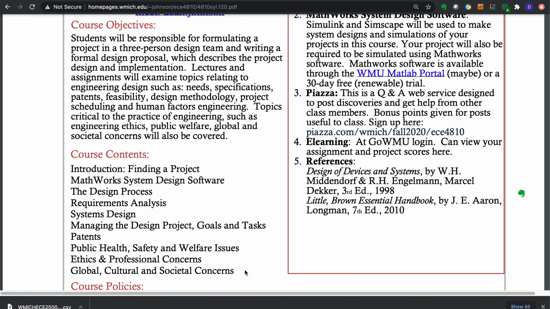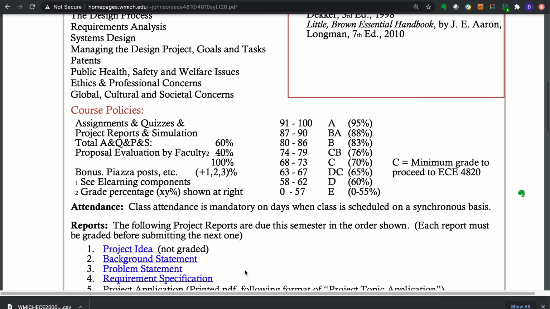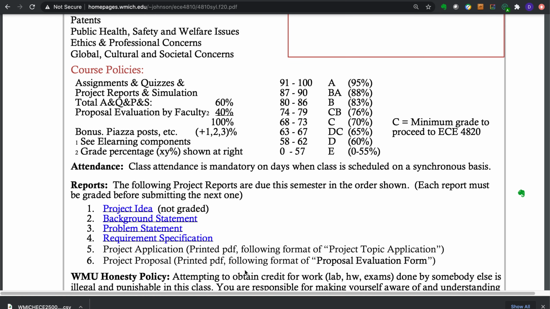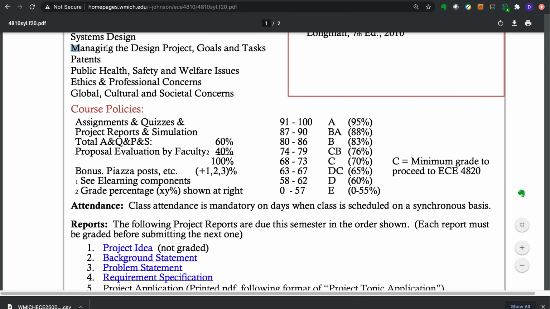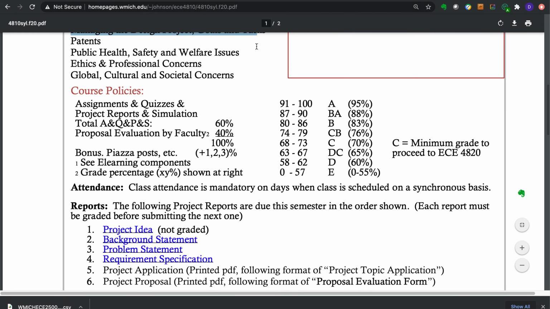of the course. To review, you as students, and as design members of your groups, have to submit these 6 items, and most of you have submitted the project application. And so now let's look at it up here. The managing the design project goals and tasks are going to be associated with your project proposal. So everything I'm going to be talking about now is going into your design proposal.